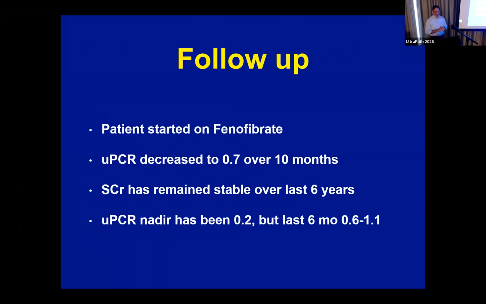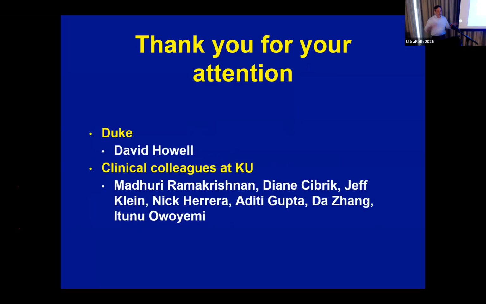And I felt that the lipids were important, though, so I convinced the clinicians to start him on fenofibrate, and they did. His urine protein creatinine ratio decreased 0.7 over 10 months, and his serum creatinine has remained stable over 6 years. His nadir has been 0.2, but now it's recently risen a little bit, probably because of his ongoing segmental sclerosis. Okay. And that's it.